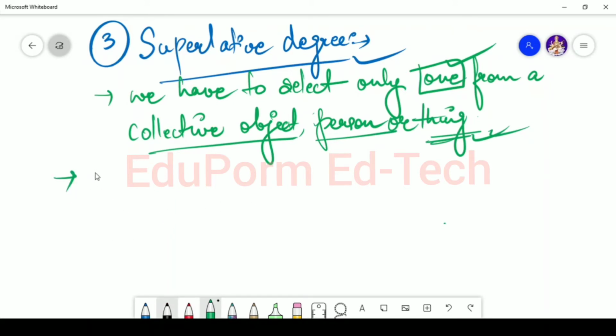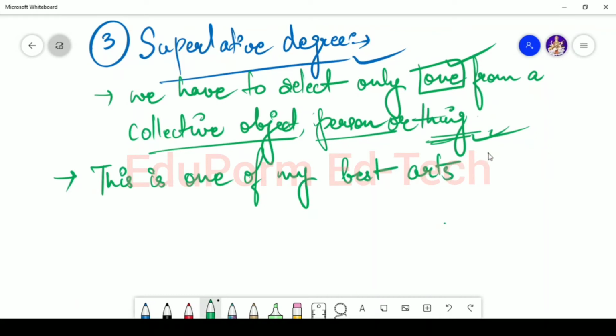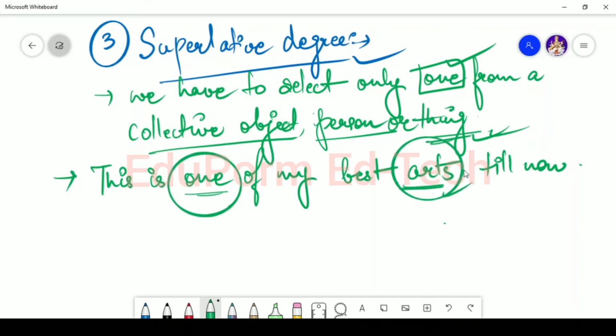Let's say for example, this is one of my best arts till now. Basically I'm talking about a numerous amount of arts, but I am selecting one from those collective arts. See, arts means I'm talking collectively about many arts I have designed or drawn. In that case, I'm selecting only one and I'm saying that this is one of my best arts till now.